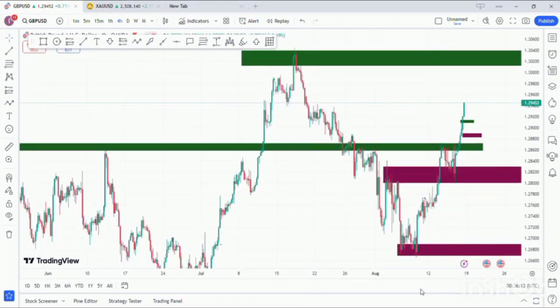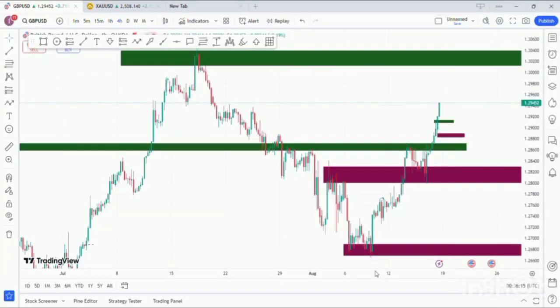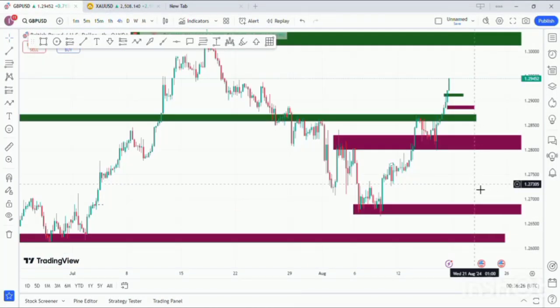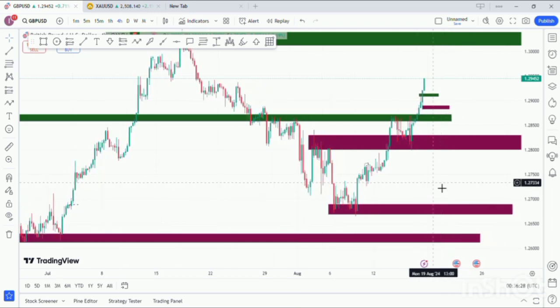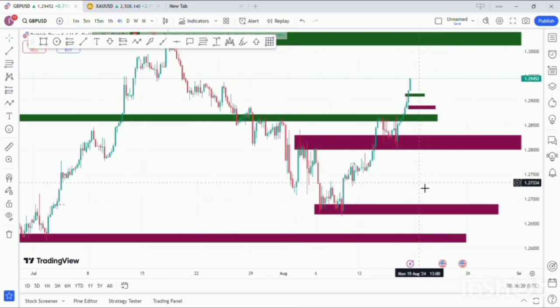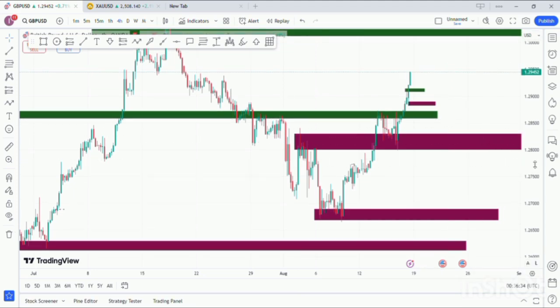Alright guys, so this is the 4 hours time frame for GBPUSD, as you can see on my screen. So if you look at my screen clearly, you see that the zones we marked out on the daily time frame are still very visible and even clearer on the 4 hours time frame guys.